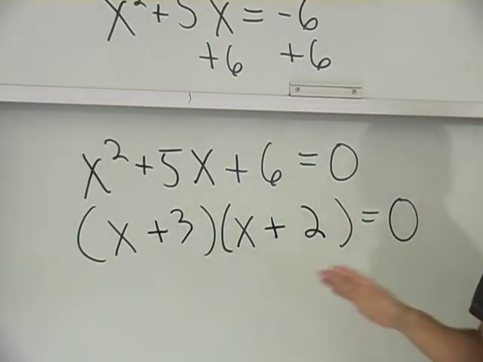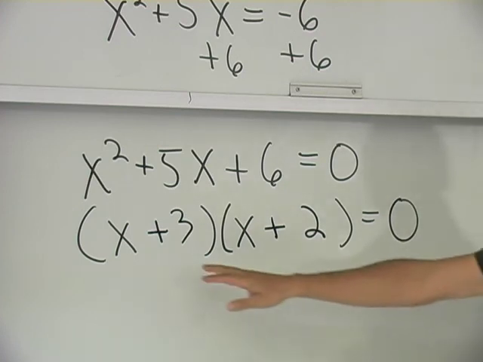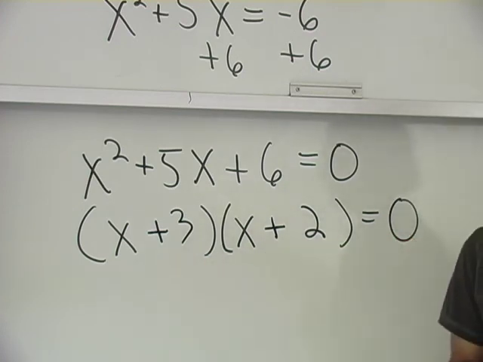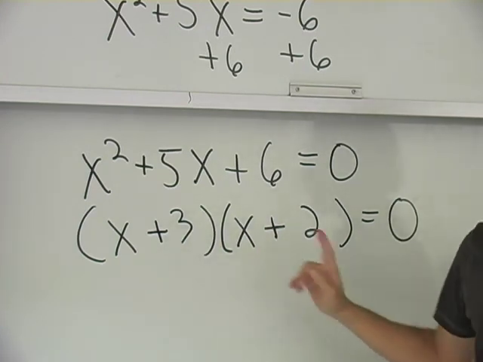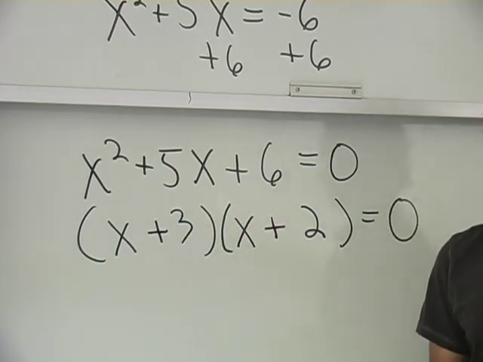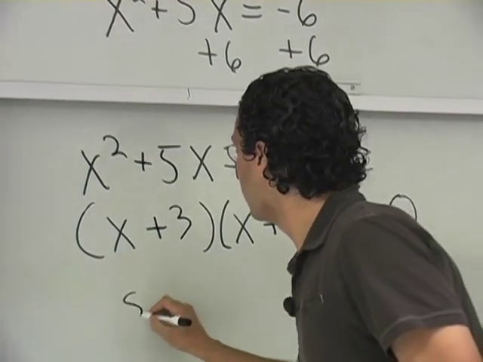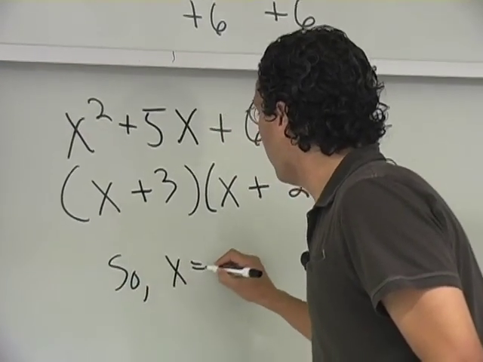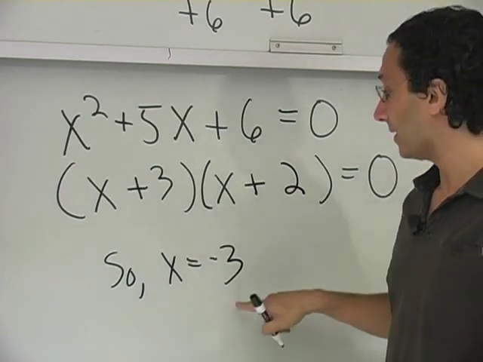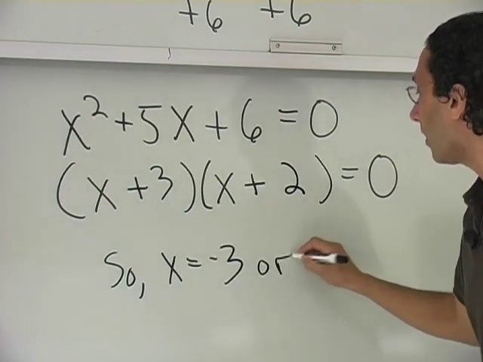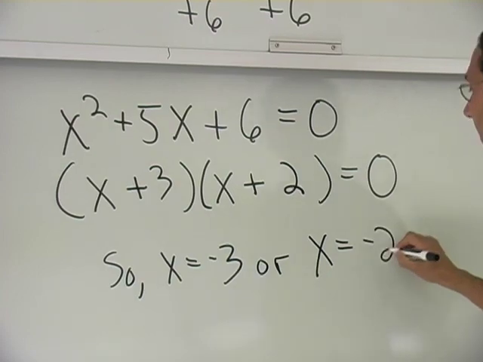So now we have the product of two things equal to 0. So what does that tell us? That tells us that at least one of these guys has to be equal to 0. So in other words, x could be negative 3, setting this equal to 0. We get x equals negative 3. Or x could be negative 2.